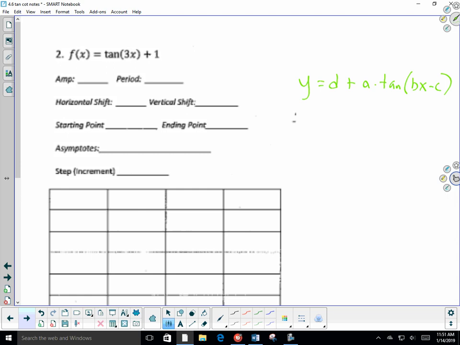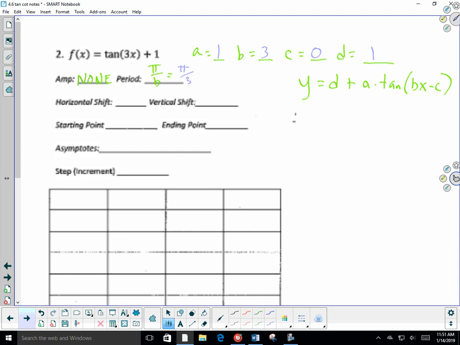So first of all, remember, amplitude means the distance from the midline to the highest point. Well, there is no amplitude if it goes up to positive infinity. So again, this is like a trick. You're going to say none. The period is going to be pi over b, not 2 pi over b. So in this case, we should put down our a, our b, our c, and our d. All right, so a is 1, b is 3, c is 0, and d is 1. I hope you agree with that. So in this case, it's going to be pi over 3 as our period.